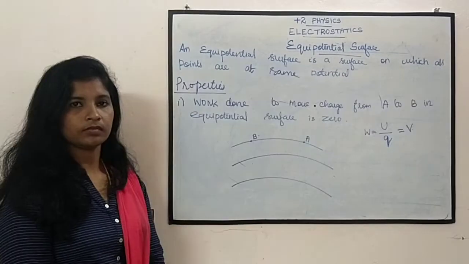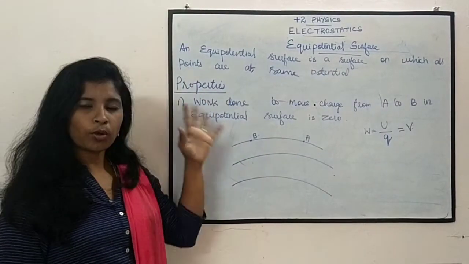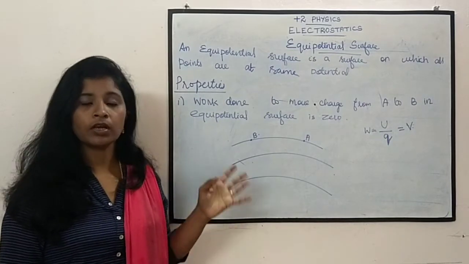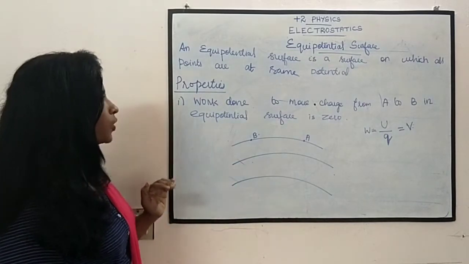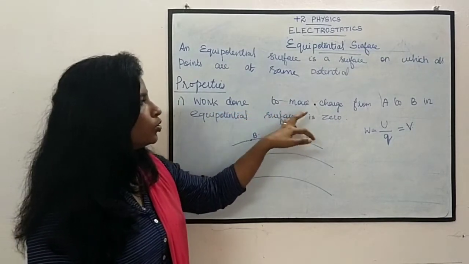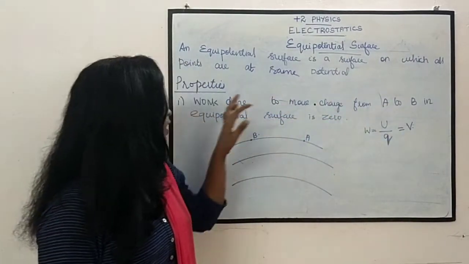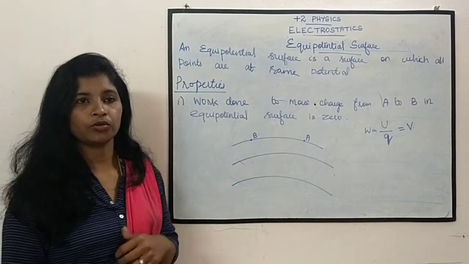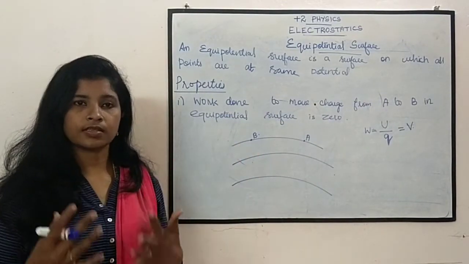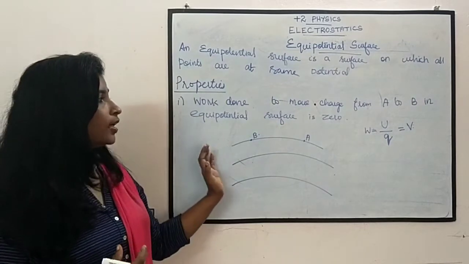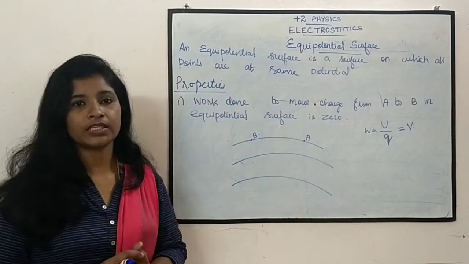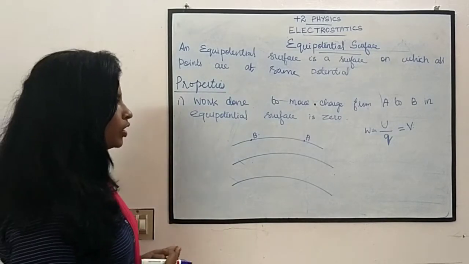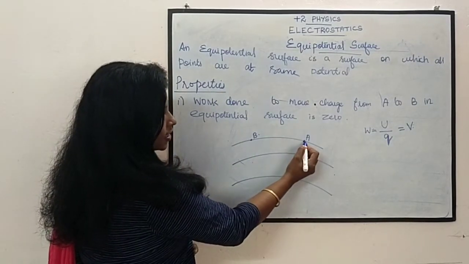Okay, so the equipotential properties are very important. Let us discuss. Two properties are given in your book. Let us discuss one by one. The first property is work done to move the charge from A to B in an equipotential surface is zero. This I have already explained you. If the surface is an equipotential surface, the work done will be zero. Okay, so we consider a charge is at position A.